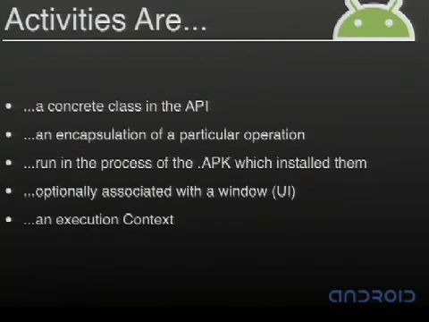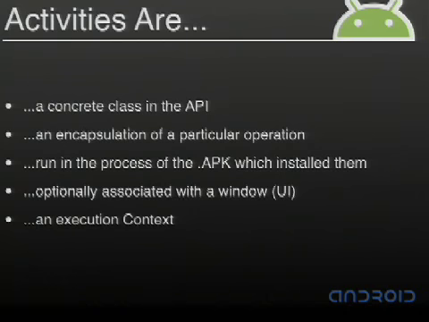Activity is a concrete class in the API. What I mean by that is if you go to our website and look at our API documentation, you can find the documentation for the activity class. If you look in Eclipse or another IDE and you poke around in there, you will find activity as an actual class. It's an encapsulation of a particular operation, and that's why it's called activity and not application or something like that. Activities actually do not have to have a user interface. They can just do something. They can just take some action in response to an intent that gets issued.